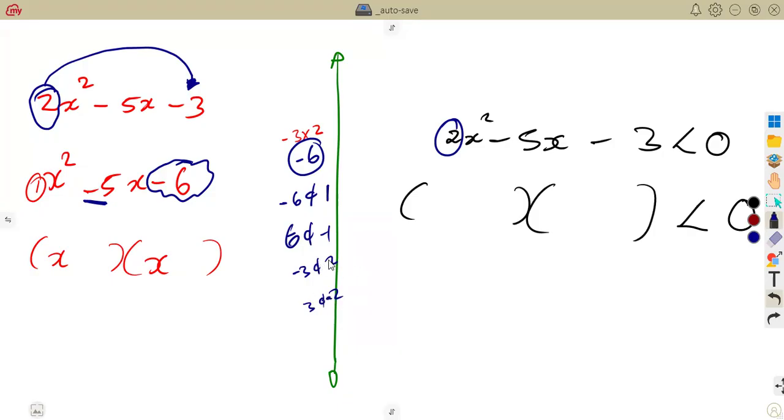Each pair, one pair. When you add, you must get a -5 here. We add, you must get a -5. -6 plus 1, that's a -5. So we've got -6 and a +1. So what are we going to do at the end? We bring back the 2 that we multiplied at the end. Remember, we removed it.